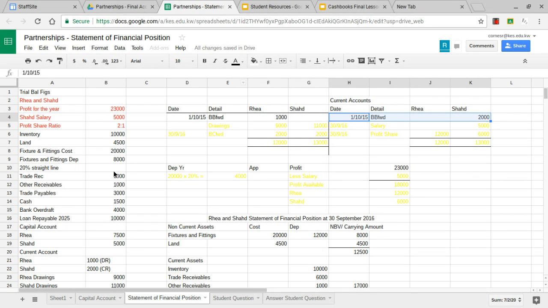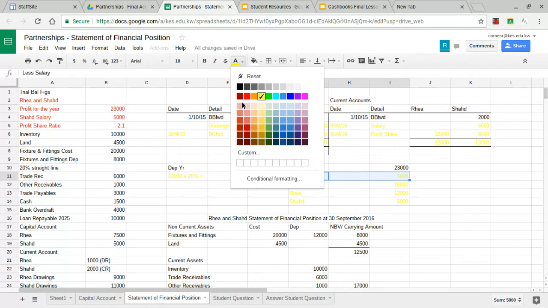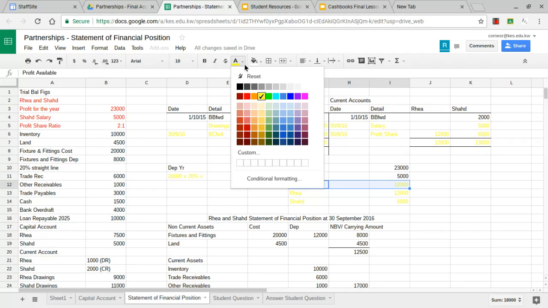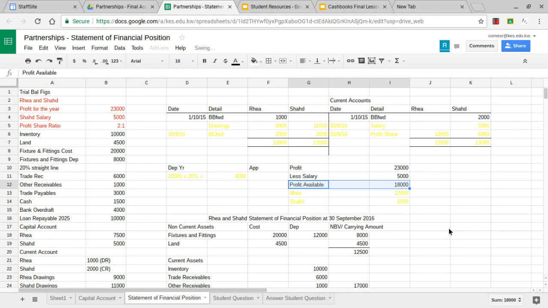Okay, and now what we need to do is to work out what's going to happen about all this profit share stuff. So I'm going to use a profit that we're told this company has made of 23,000. And the first thing I'm going to do is take off Shahad's salary, because that's being given to her as part of her profit share for doing probably more work in the business than Ria does. Okay, that leaves me with an amount available for distribution.